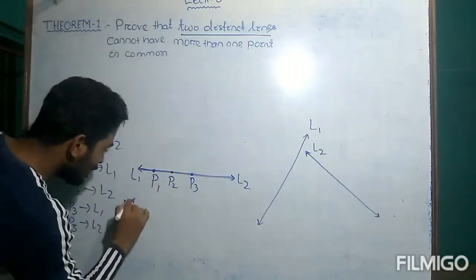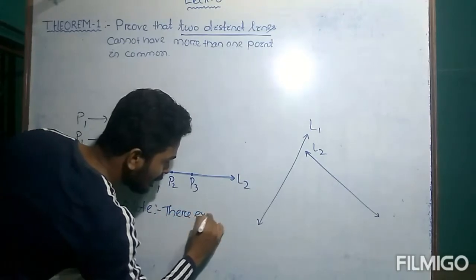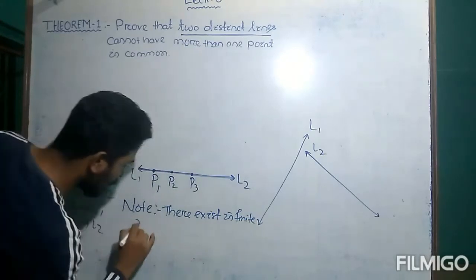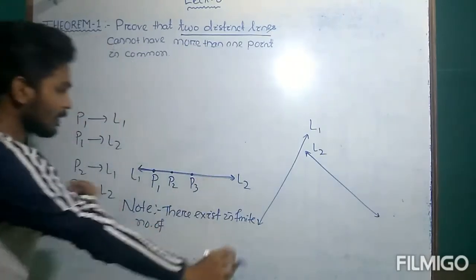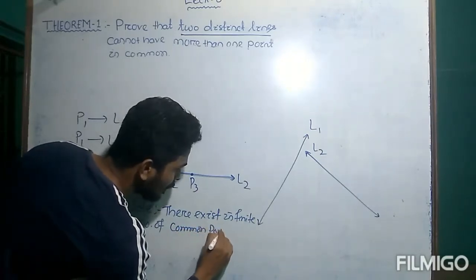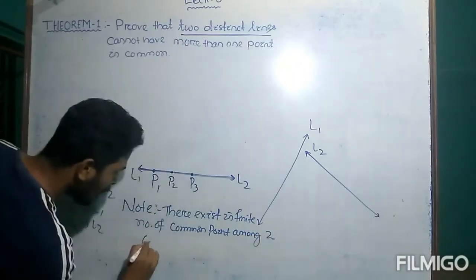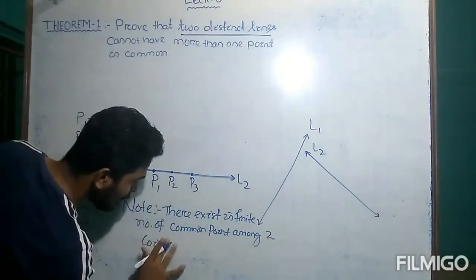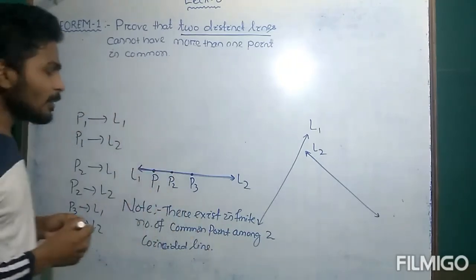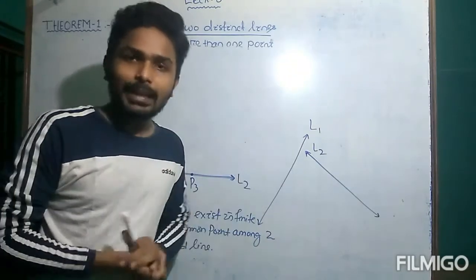So you can note it. There exist infinite number of common points among two coincident lines. Understood? So in the case of coincident lines, you get more than one point in common.